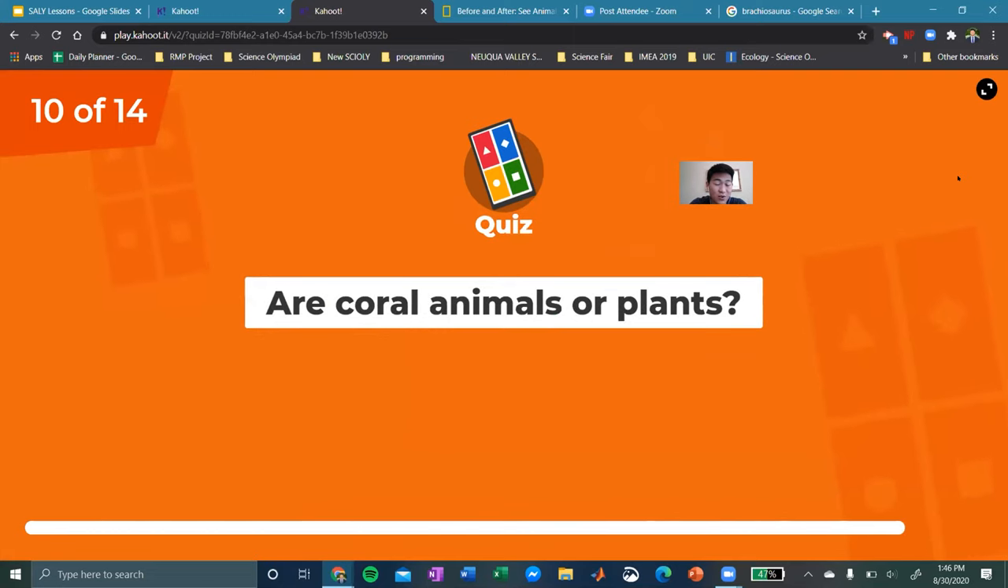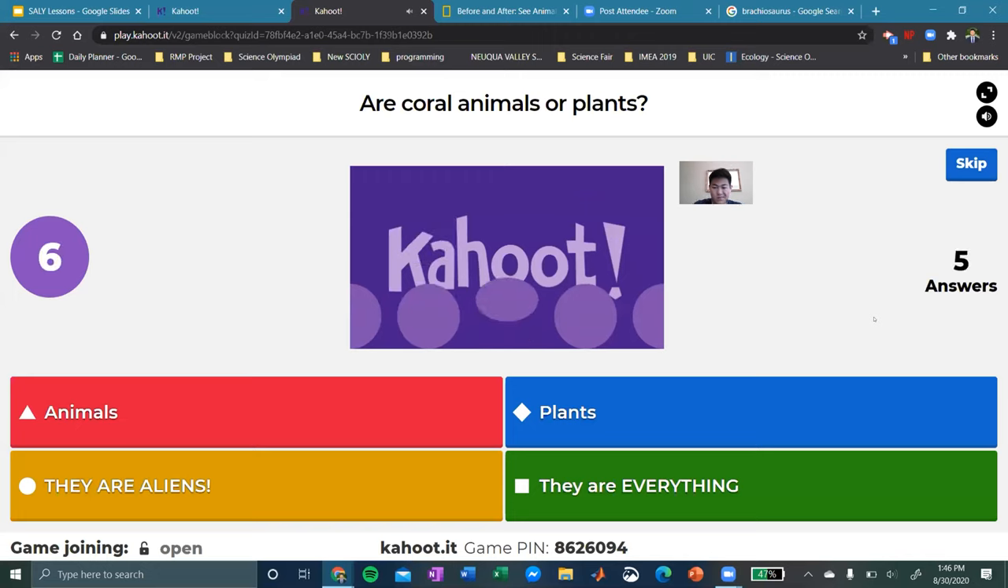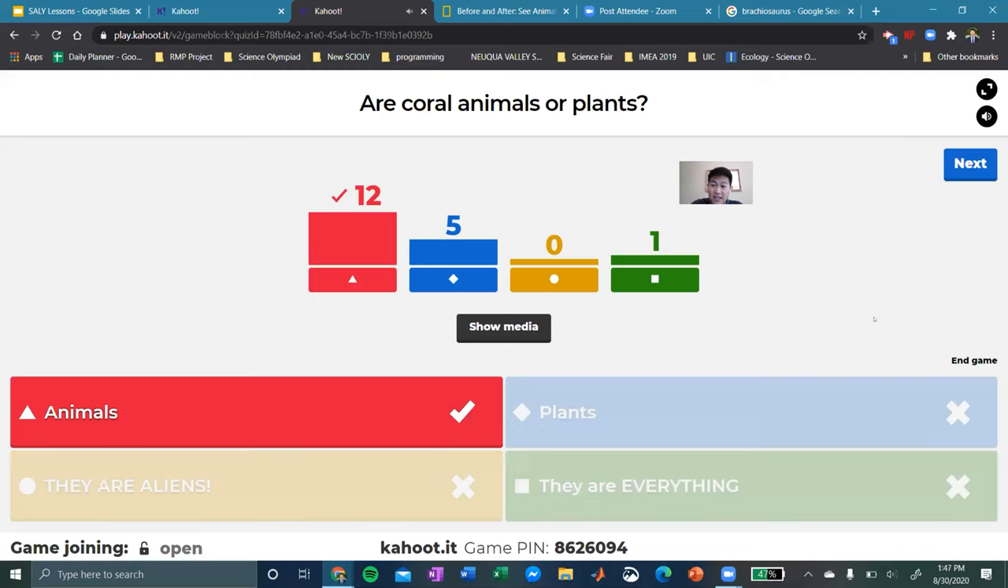Okay, are corals animals or plants? So the answer is they're actually animals. The polyps by themselves don't produce their own energy through photosynthesis. What they actually do is they have a symbiotic relationship with algae. And algae are able to perform photosynthesis to produce their own energy. So they have a mutualistic relationship between coral polyps and algae. And this connects to our symbiotic relationships lesson, if you remember. That was one of our first lessons.